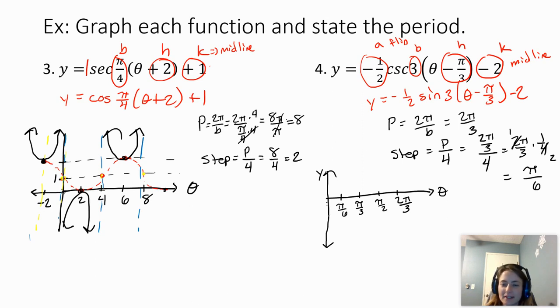We see that our midline is at negative 2. Our max, we're going to go up 1/2 and down 1/2. Up 1/2 and down 1/2. This is our midline at negative 2.